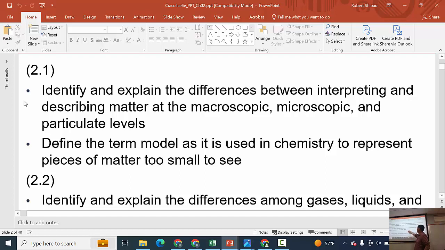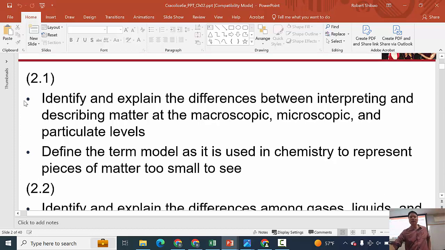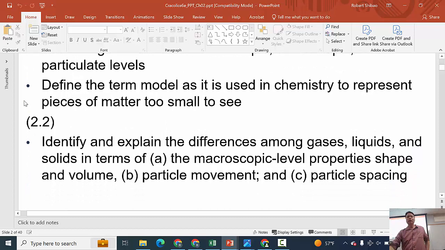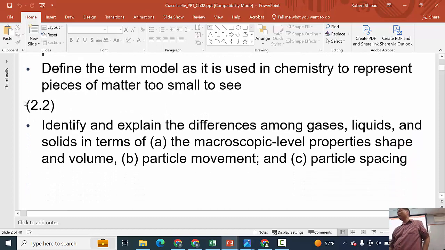Define the term model as it is used in chemistry to represent pieces of matter too small to see. So those are models there, molecular dynamic models. And we have models, we have actual plastic balls and plastic sticks that we can make of these molecules. And we can draw them on paper.